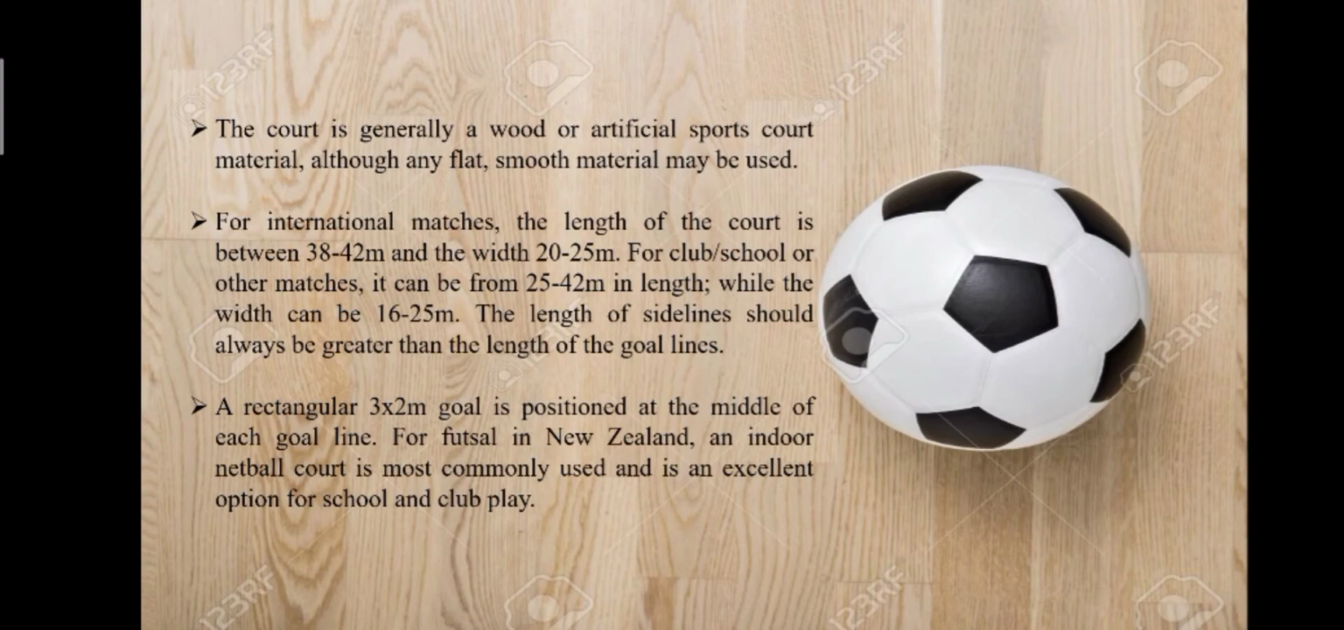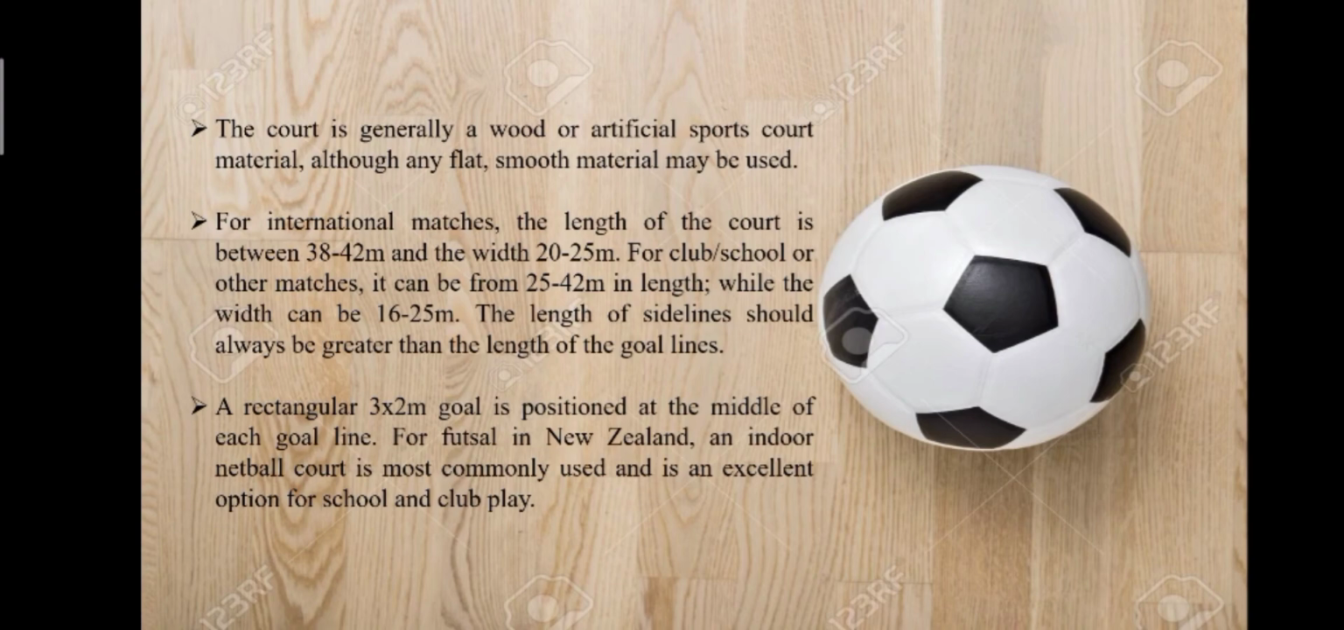The court is generally a wood or artificial sports court material, although any flat, smooth material may be used. For international matches, the length of the court is between 38 to 42 meters, and the width is 22 to 25 meters. For club or school or other matches, it can be from 25 to 42 meters in length, while the width can be 16 to 25 meters. The length of sidelines should always be greater than the length of the goal lines.